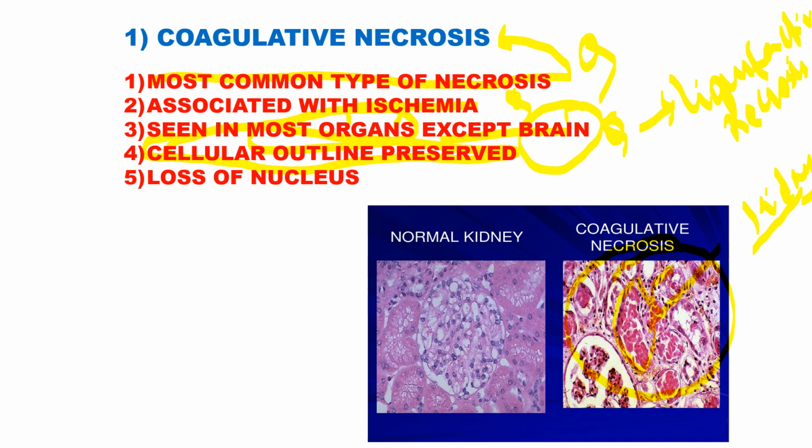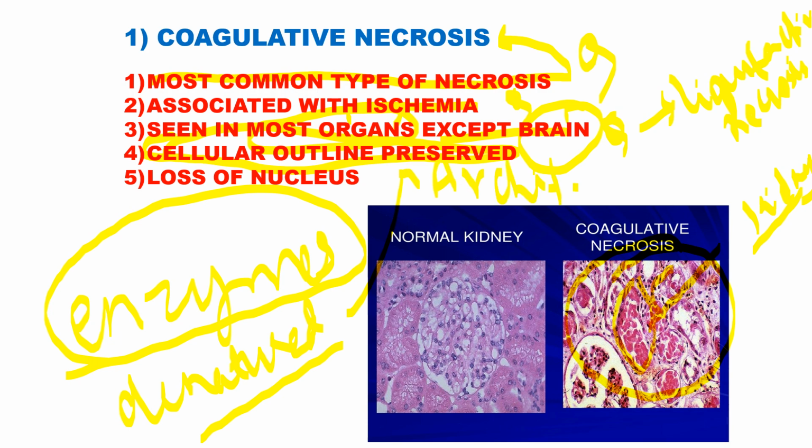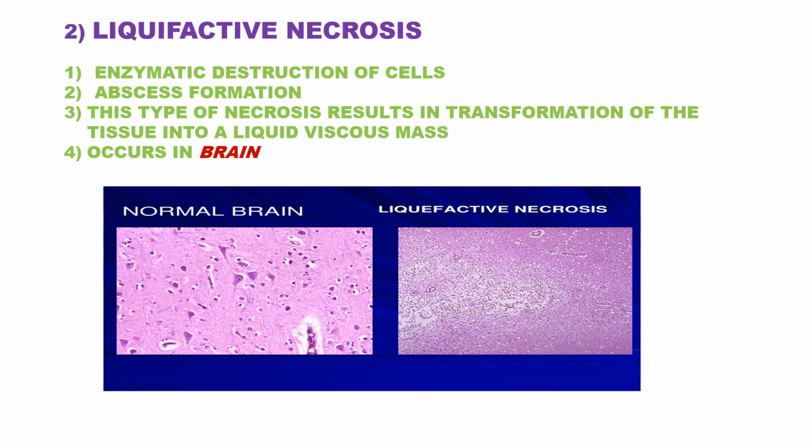Why is cellular outline preserved? Because the enzymes which are responsible for digestion of these cellular outlines or architecture are denatured. These enzymes are denatured in case of coagulative necrosis, and thus the architecture is preserved. Okay, architecture is preserved. Next, liquefactive necrosis.